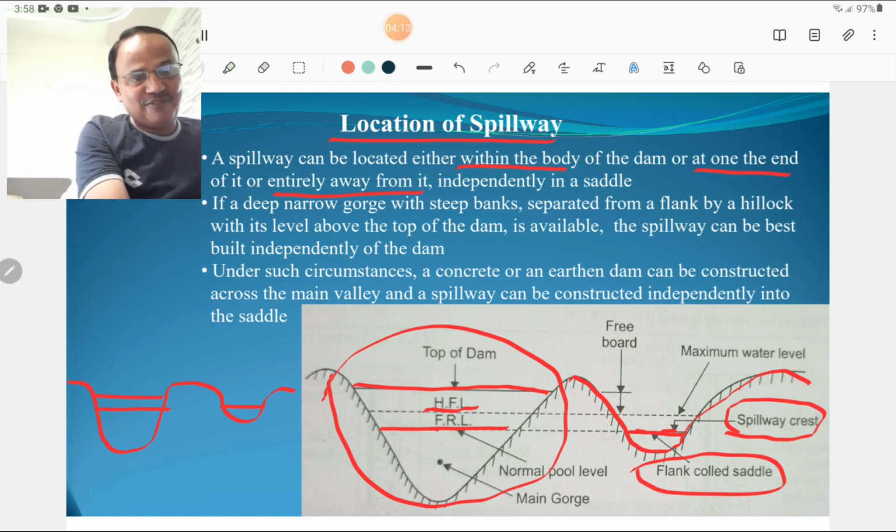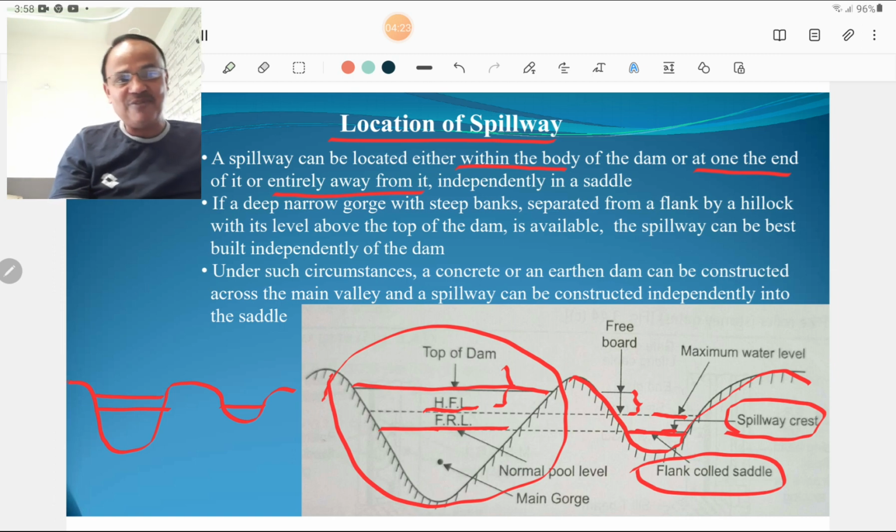And the freeboard is the distance between HFL and the top of the dam, which is shown here, and that is the maximum water level, meaning high flood level or HFL. So you must get some idea about the location of the spillway. Spillway, you know, is the only overflow portion of the dam, or it is the safety wall of the dam. When the dam carries a discharge more than its capacity, that discharge may be taken up by the spillway and carry the water from the upstream side to the downstream side.